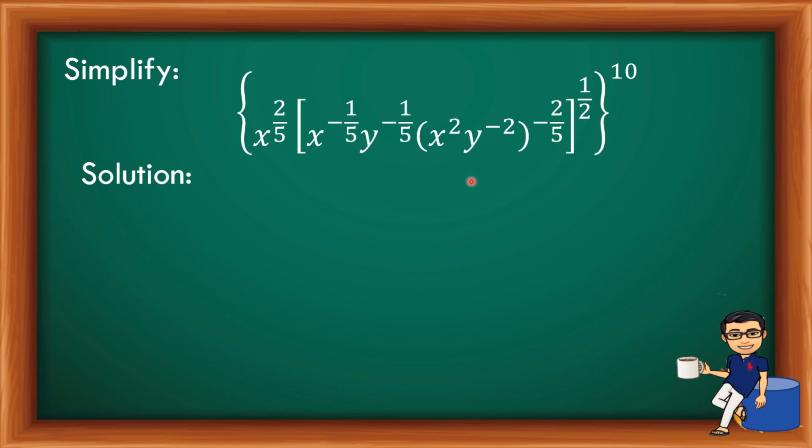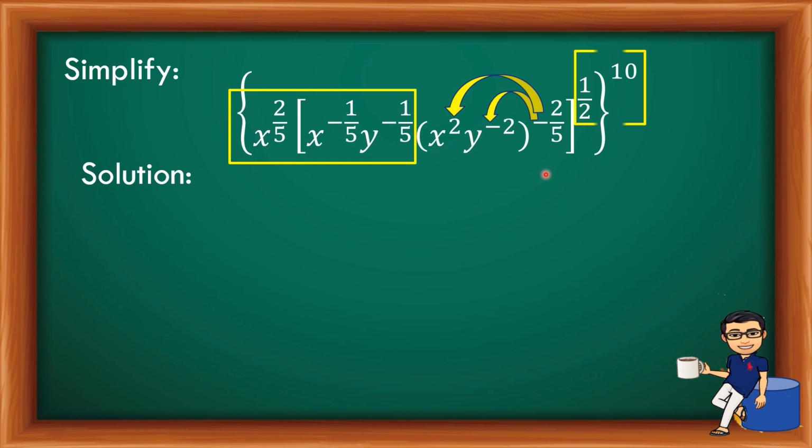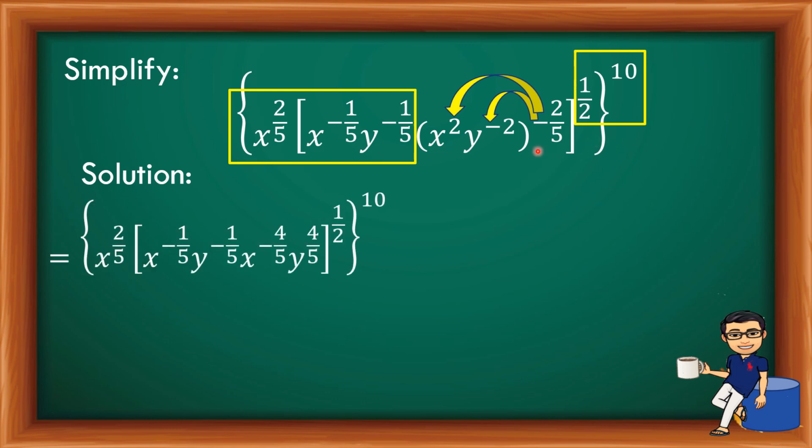That means those that are not part of the parentheses will be copied first, like this one. We will just copy that part of the expression, same as this 10. Then after that, we distribute inside the parentheses by applying the laws of exponent. The 1/2 and the 10 we will also just copy. So let us see the result.